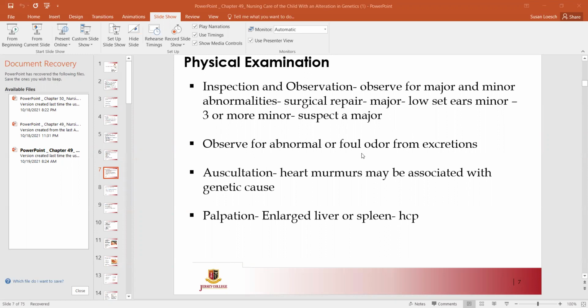You're also auscultating, okay? You're listening for heart murmurs or dysrhythmias. In children with congenital heart issues, a lot of times they will have ventricular septal defects, cardiac structural problems. So we have to consider their needs. And then you're palpating for things like an enlarged liver or spleen. That can help us detect hepatosplenomegaly or an enlarged spleen and liver. A lot of times these may associate or indicate a metabolic disorder.